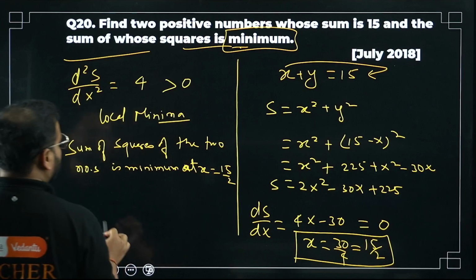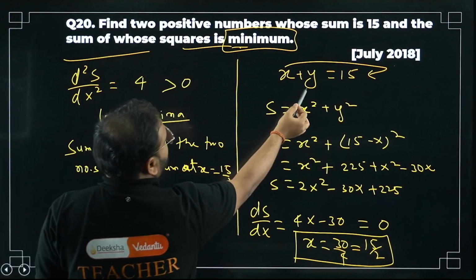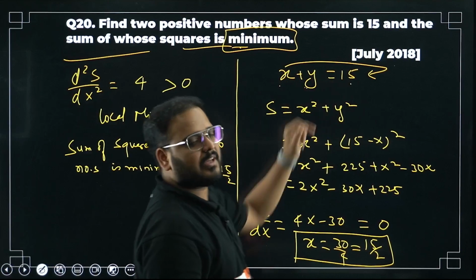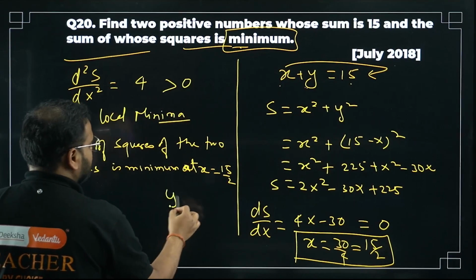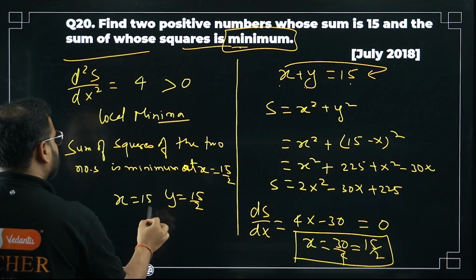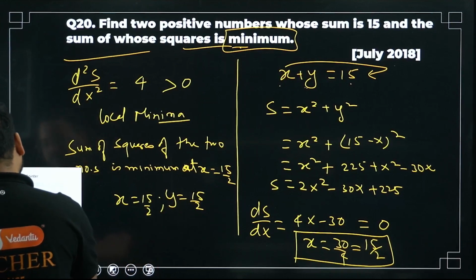But what about y, sir? Find the y value from here. Same value. X is 15 by 2. This is 15. What is y? Same value, so y equals 15 by 2. This is your answer, sir. Please check this answer out.